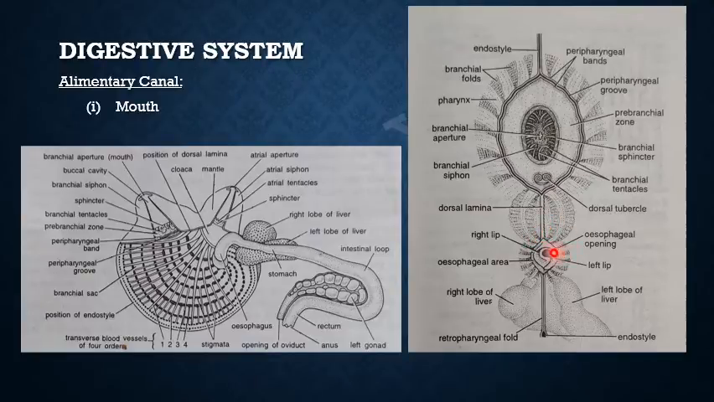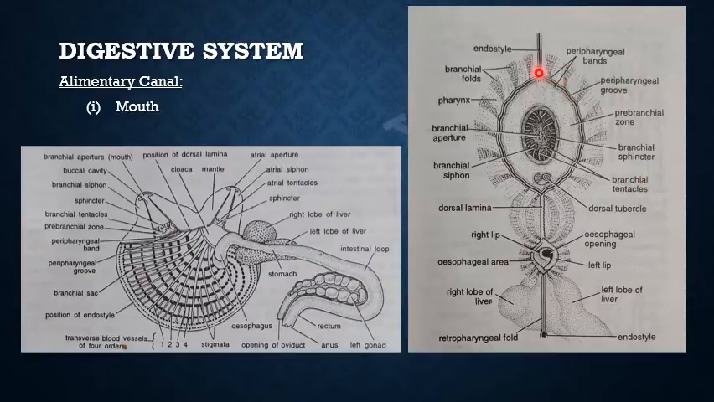And then if this endostyle is attached, then it is not cut open. Imagine, if it is not cut open, then the endostyle and the dorsal lamina both end into the esophageal opening. So this was the view of the inner side of the pharynx. And these radiating structures are the branchial folds.